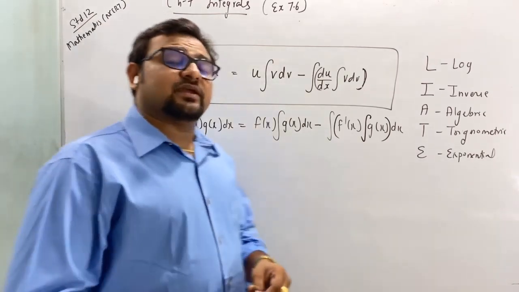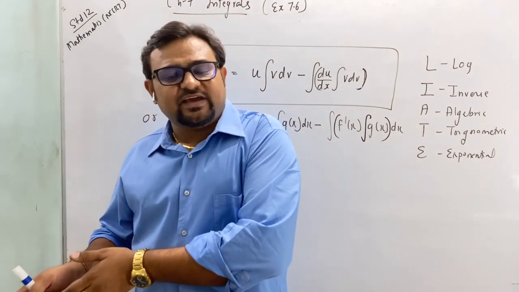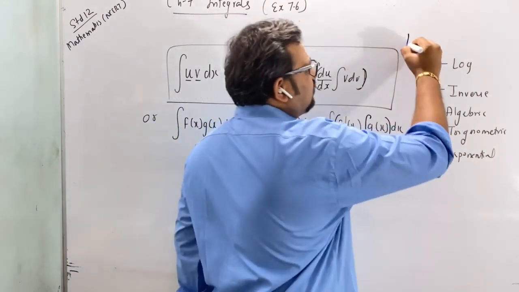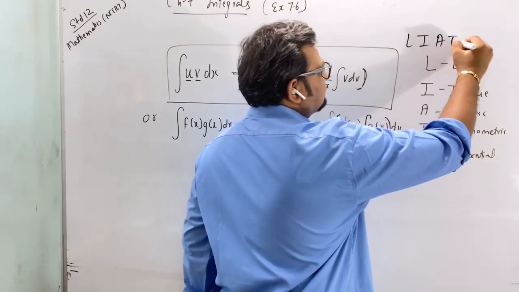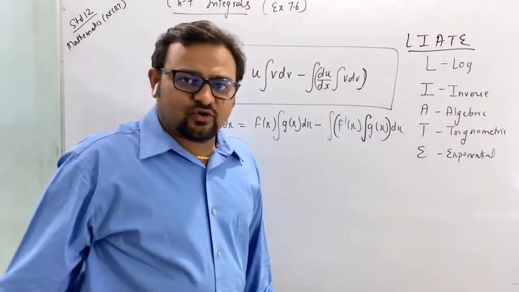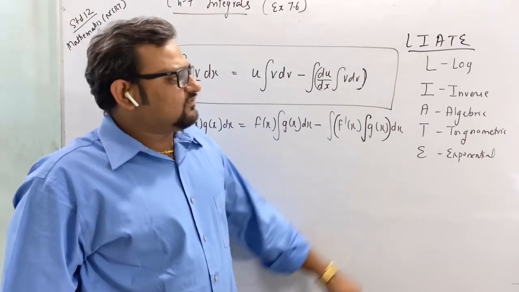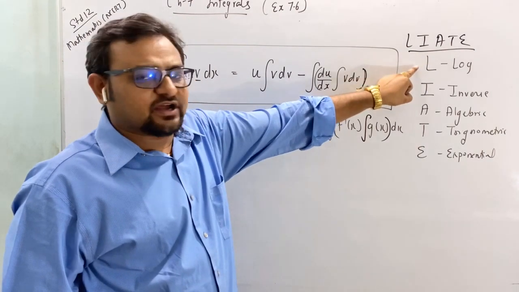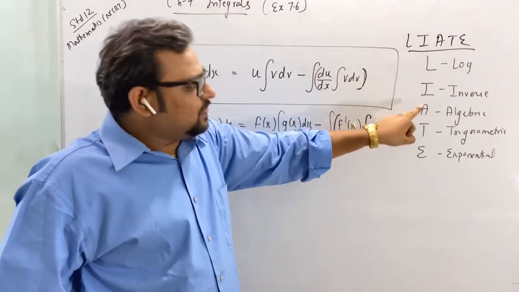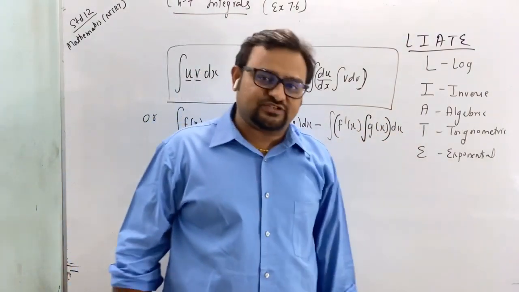But now there will be confusion: which function should you take as first, f(x), and which as g(x)? For this there is a rule, ILATE, which gives the priority. When there are two functions, if there is a logarithmic function, it is given first priority, then inverse, then algebraic, then trigonometric, and then exponential.